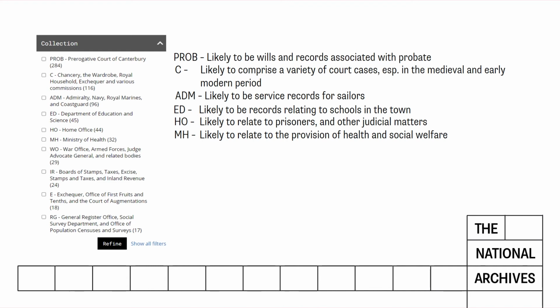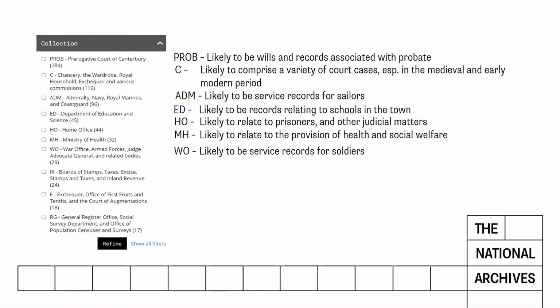MH refers to records of the Ministry of Health and will probably comprise correspondence and reports to and from the General Board of Health, Overseers of the Poor, and other health and social and welfare matters for the 19th century onwards.